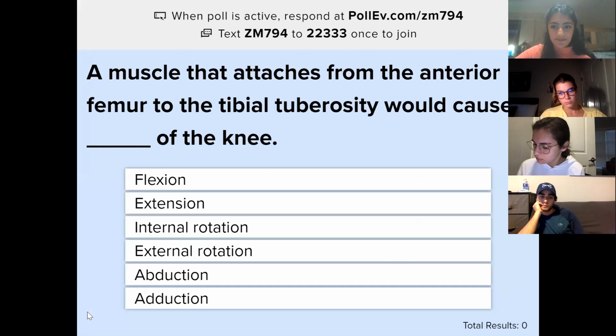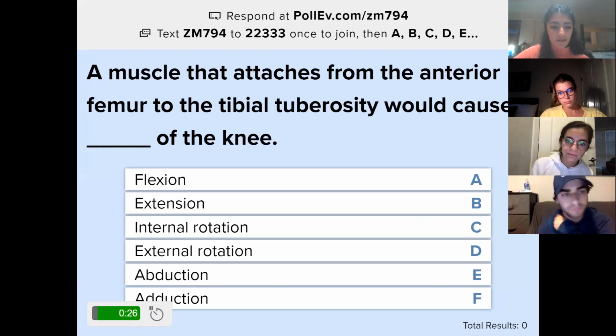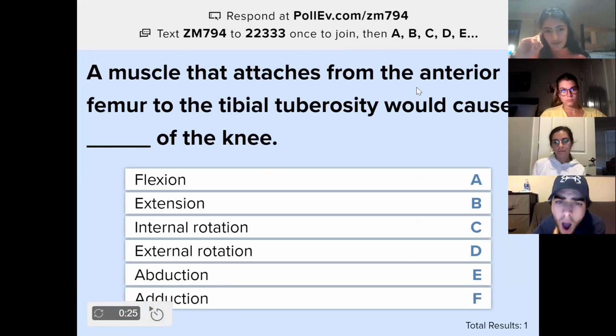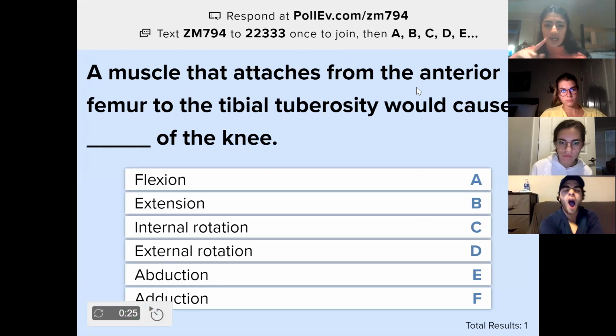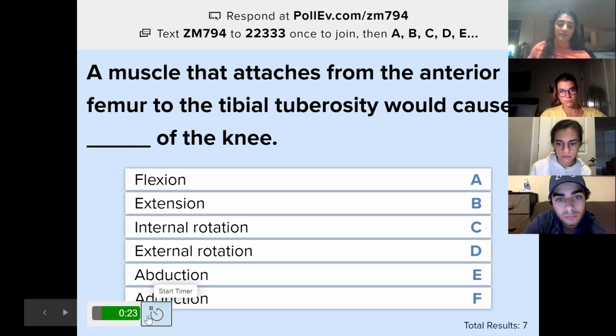Quick question. I'm going to stop the timer, and I really want you all to think about a muscle that attaches from the anterior femur. So where's the anterior femur? Okay, got it. Where's the tibial tuberosity? We got it. And then what happens if I shorten that muscle? What's going to happen? Go ahead. You can even put your fingers on these two spots.